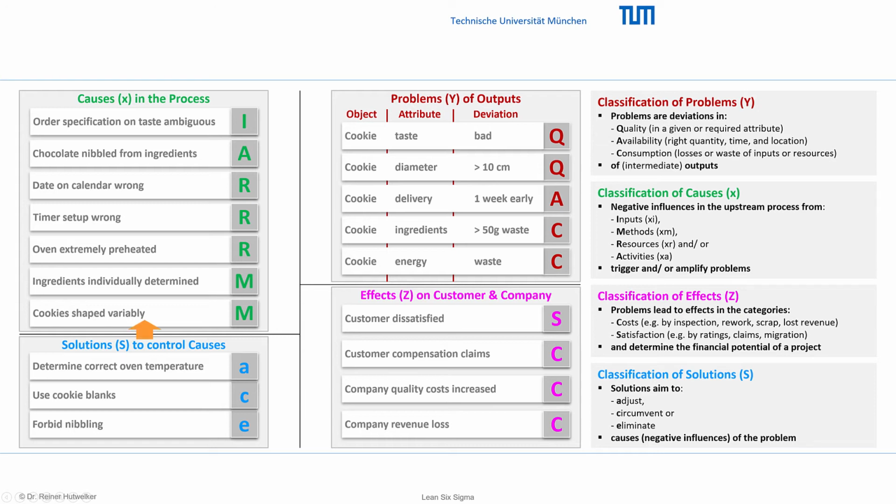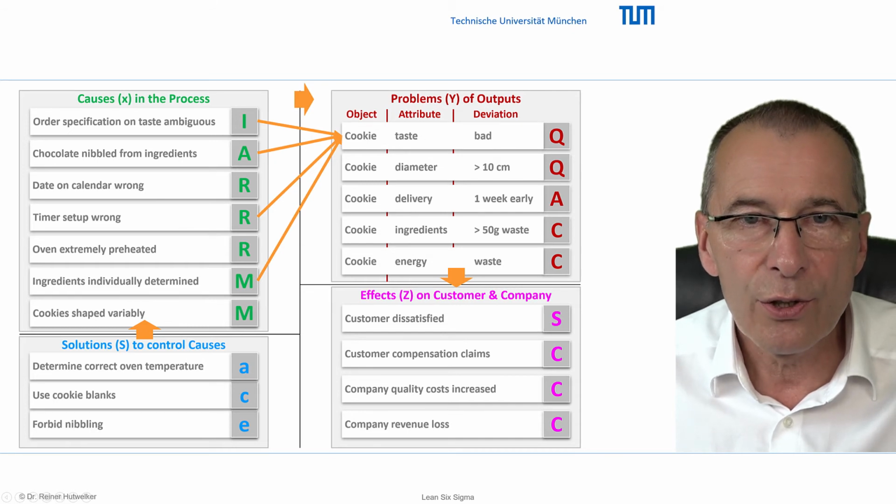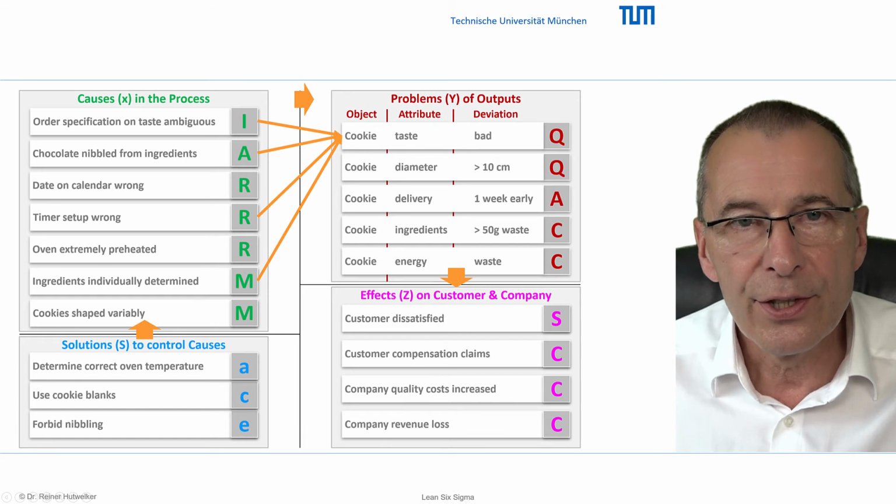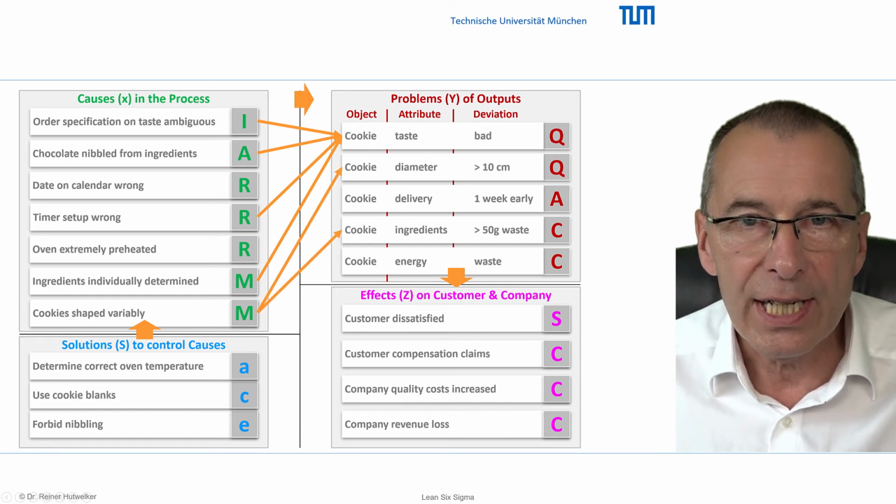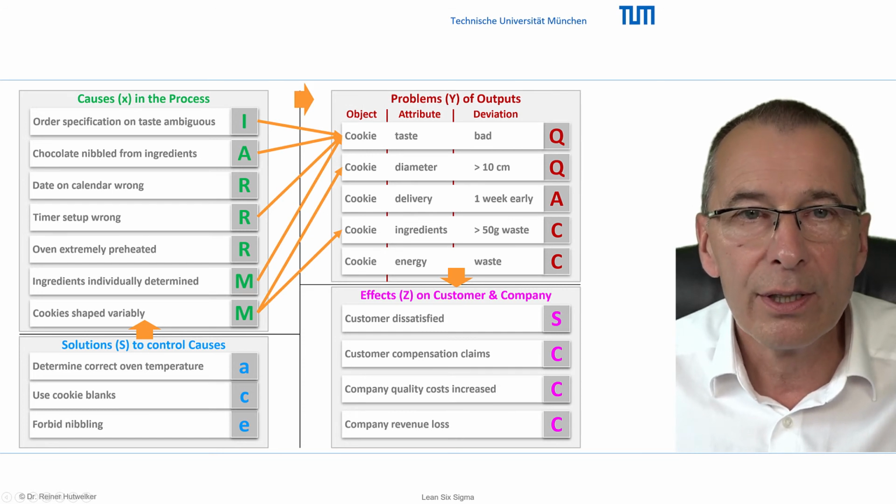A solution adjusts, circumvents, or eliminates a root cause. The root cause and chronologically sequenced intermediate causes trigger or amplify the problem, and the problem has an effect. Arrows from causes to problems can illustrate initial assumptions that we derive from our observations. Please note, several causes point to one problem, for example the bad taste. This is typical. The reverse case, one cause points to several problems, occurs less often.